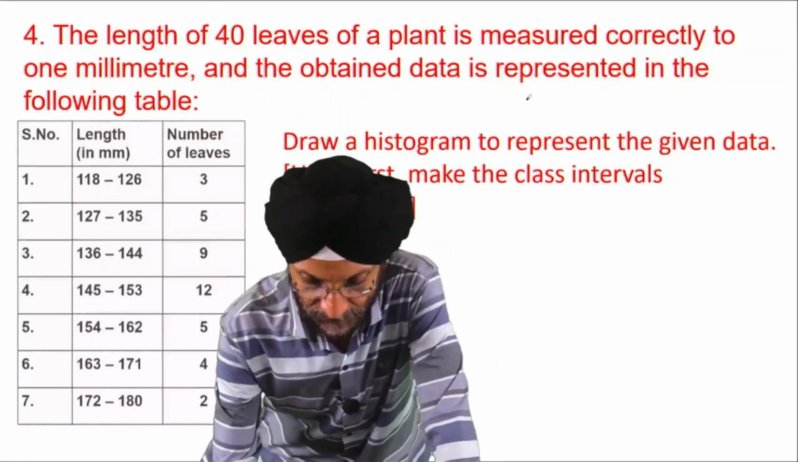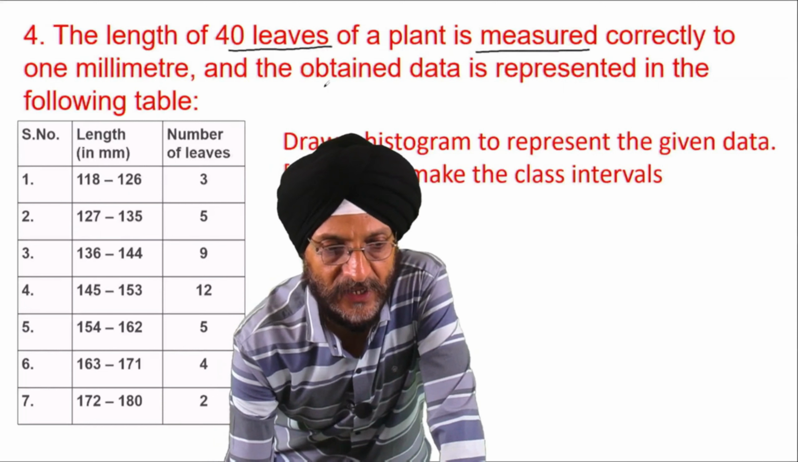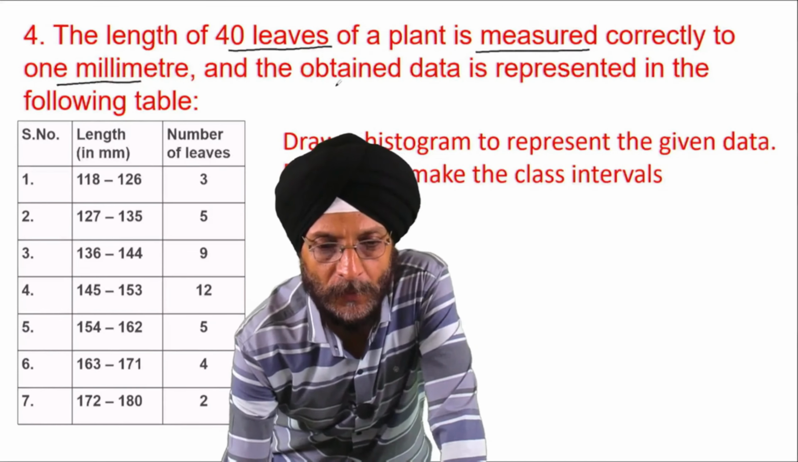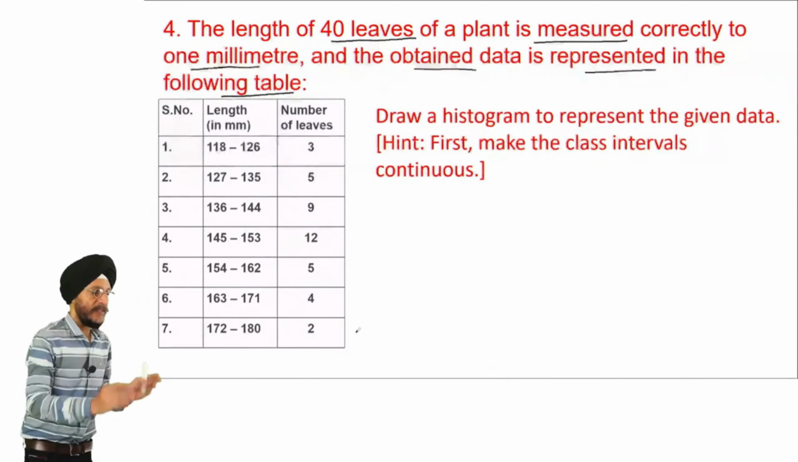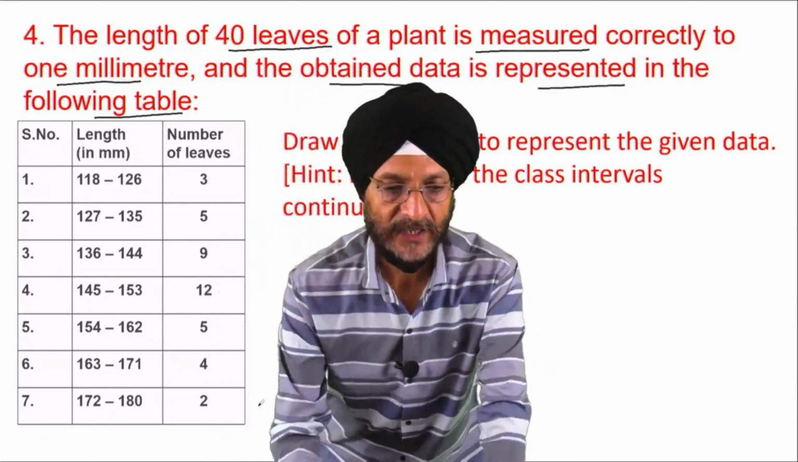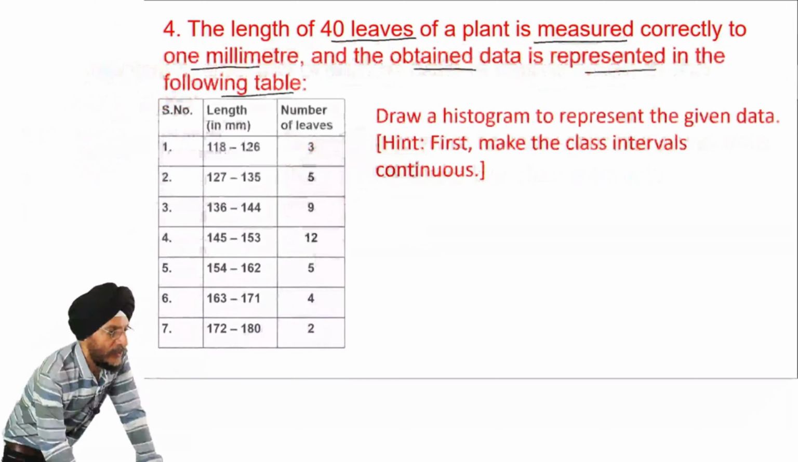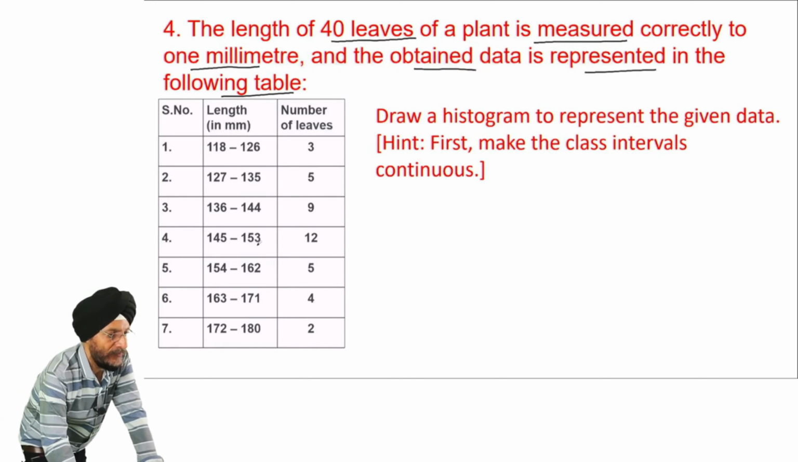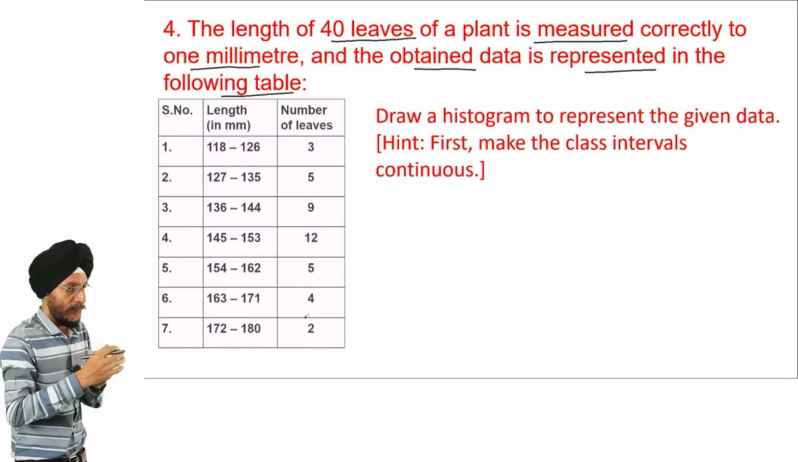Now the question before us is: the length of 40 leaves of a plant is measured correctly to 1 millimeter and the obtained data is represented in the following table. This is the table where the length of 40 leaves which have been measured is given. That is, here it is given that 3 leaves are such which have the length in between 118 to 126 millimeter. There are 12 leaves out of 40 which have the length in between 145 to 153 and so on. That is, the length varies and the number of leaves also varies.